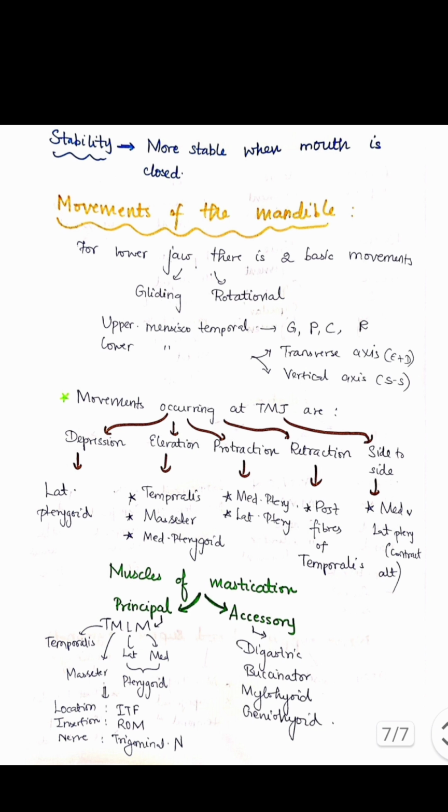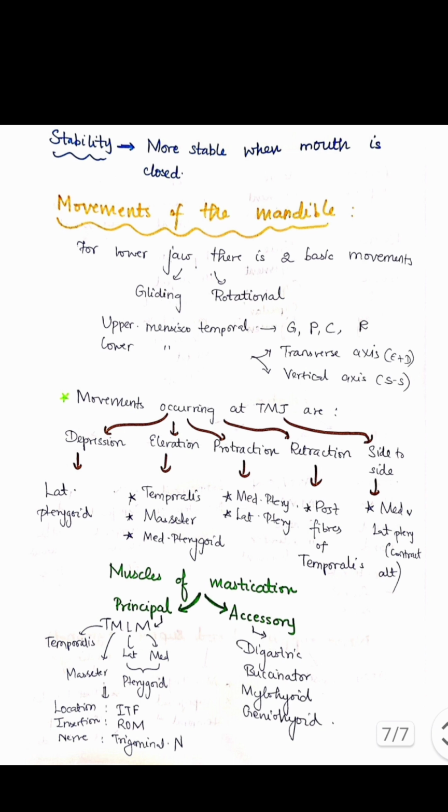Next is stability. The joint is more stable when the mouth is closed compared to when it is open. Next we will see the movements of the mandible. For the lower jaw, there are 2 basic movements, gliding and rotational, which occur in the two compartments. Upper meniscotemporal, lower meniscomandibular. For the upper meniscotemporal, remember GPCR: G for gliding, P for protraction, C for chewing, R for retraction. And in the lower, there are 2 axes, transverse and vertical. Transverse, E plus D. E means elevation plus depression. SS means side to side chewing.